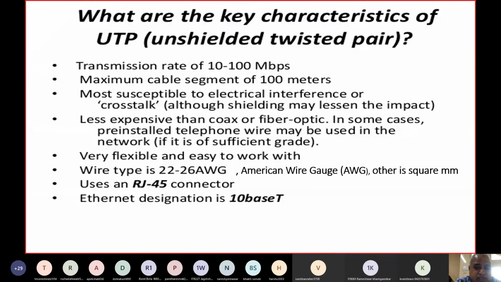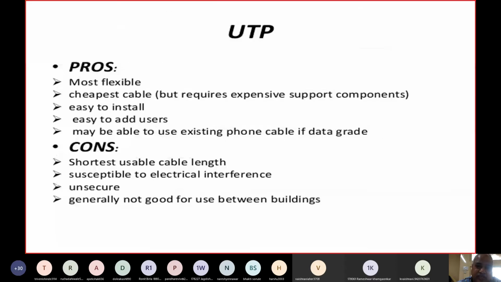Then the Ethernet designation is 10BASE-T. So this is again one Ethernet standard. Whenever you say 10BASE-T, that means speed is 10 Mbps, and it is using a twisted cable. T stands for twisted cable, and 10 stands for the data carrying capacity. So this is 10BASE-T.